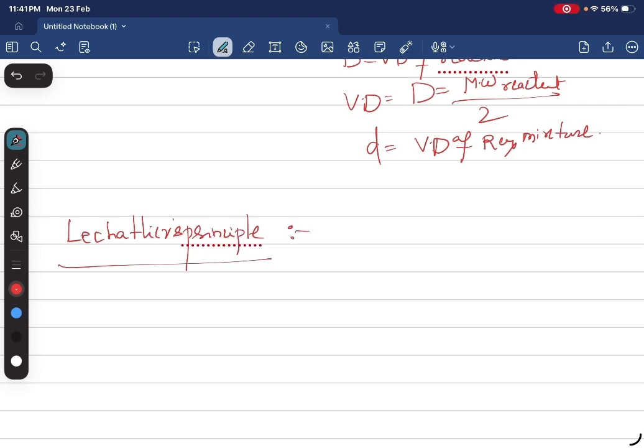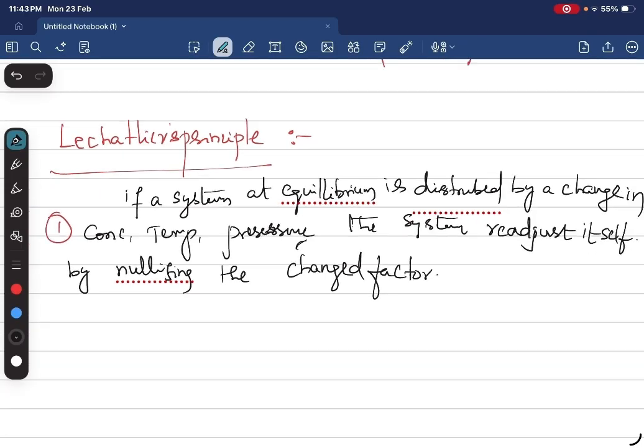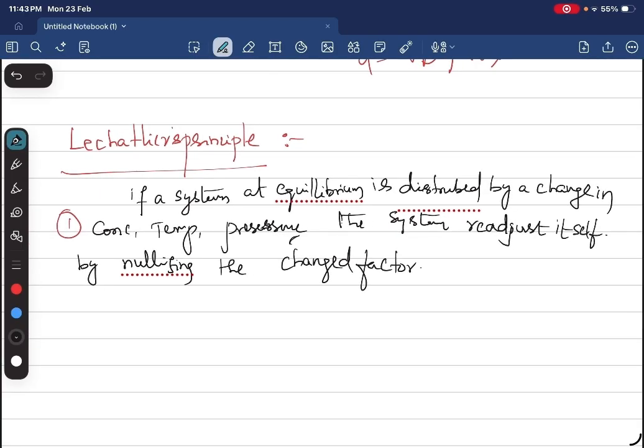Le Chatelier principle. If a system at equilibrium is disturbed by changing any one of these factors, the system readjusts itself by nullifying the changed factor. Suppose you increase concentration; that is nullified by readjusting the equilibrium, which is nothing but Le Chatelier principle. Whatever disturbance we make to the equilibrium is nullified by readjusting the position of equilibrium. Very simple.